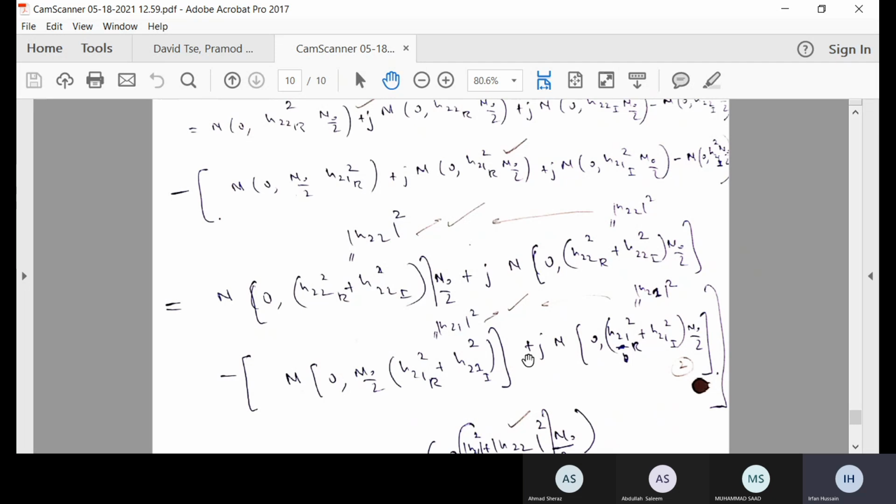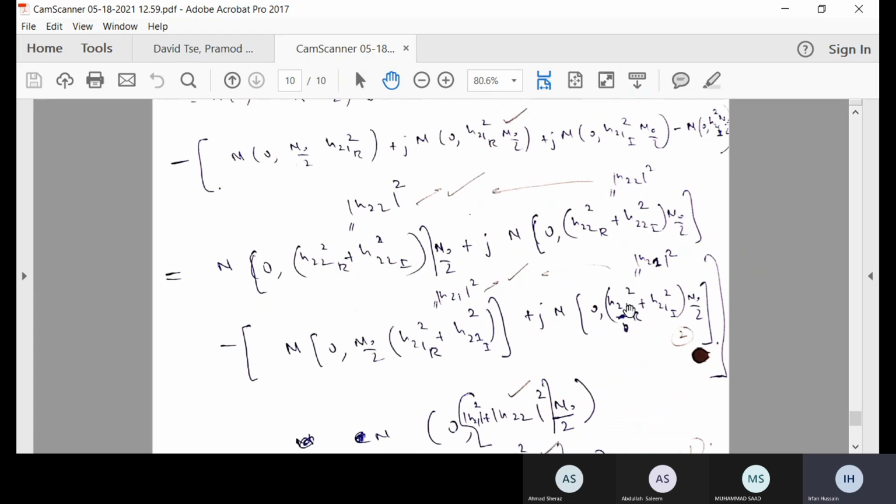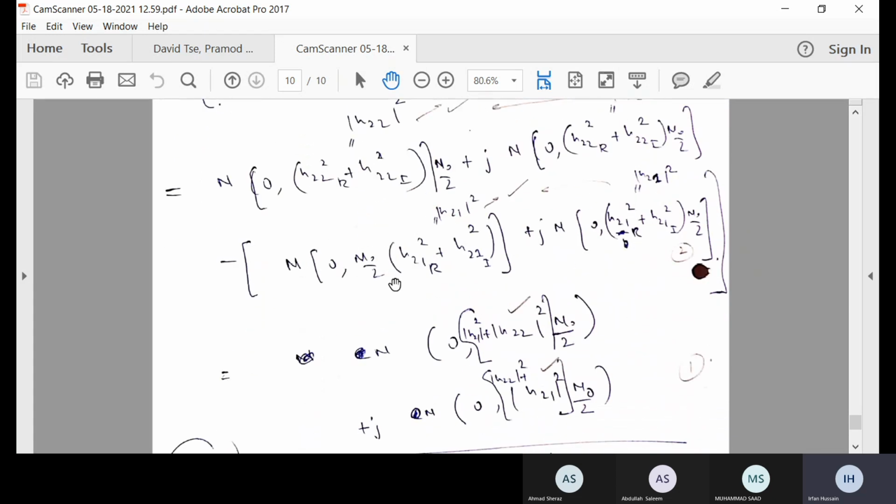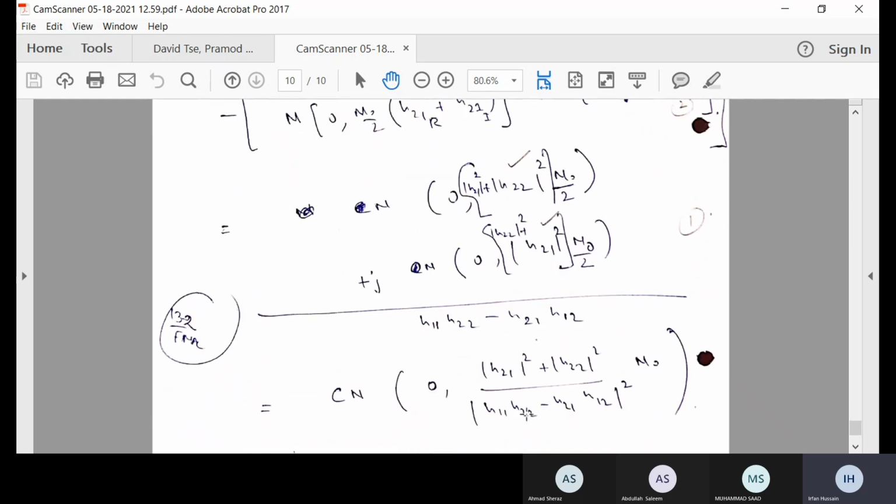Similarly, for the other side, you can do the combinations of real and imaginary. Here you are also combining the real with the real part. These are both real, so this will be H22 square. This will be H21 mod square. They will be both added, and then these two imaginary will be added. And finally, at the last step, you will add the real with the imaginary. In that way, N will become CN, and these two variances will just be added. So now your noise is CN, but its variance is actually N0 multiplied by this factor.